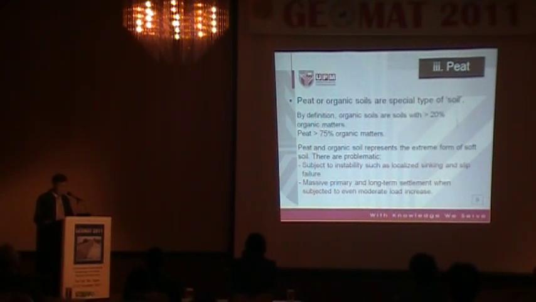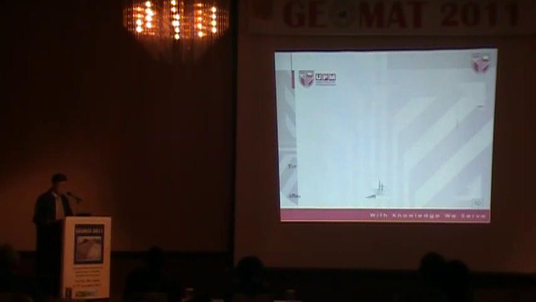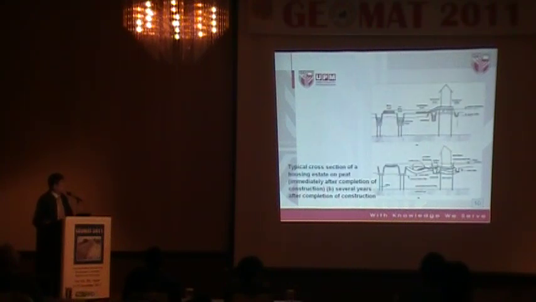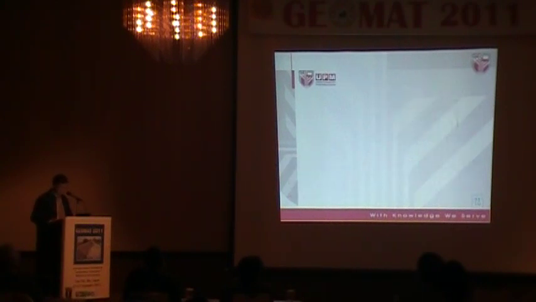So these are problematic because they're subject to instability such as localized sinking or slip failure, massive failure, and even long-term settlement, even on land subjected to a very moderate increase in load. So this is an example of a diagram to show what will happen if you build a house on peat. Because the house is built on piles, everything seems to be okay, but the surrounding area, not constructed properly or not treated, will suffer massive settlement like this.